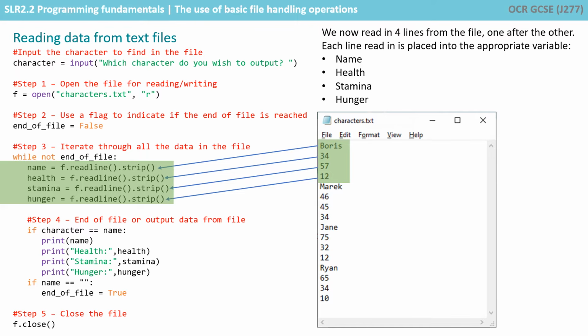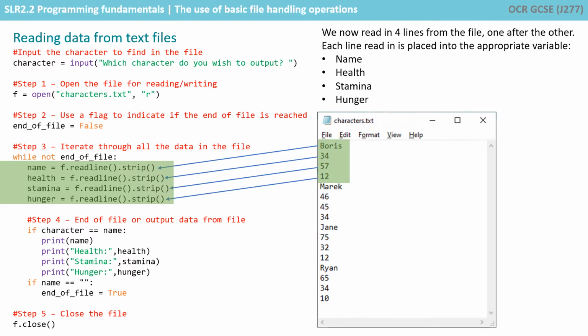We then have 4 lines of code which read 4 lines from the text file, one after the other. Each line from the text file is placed into an appropriate variable. So we see name equals f, and that was assigned earlier as being a pointer to characters.txt. f.readline, so read a line from characters.txt and place it into the variable name.